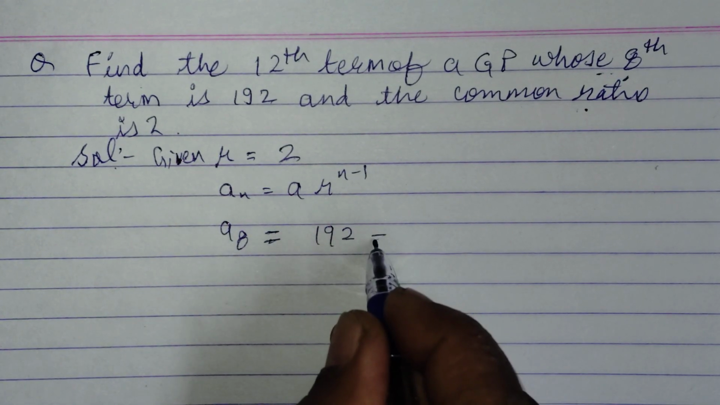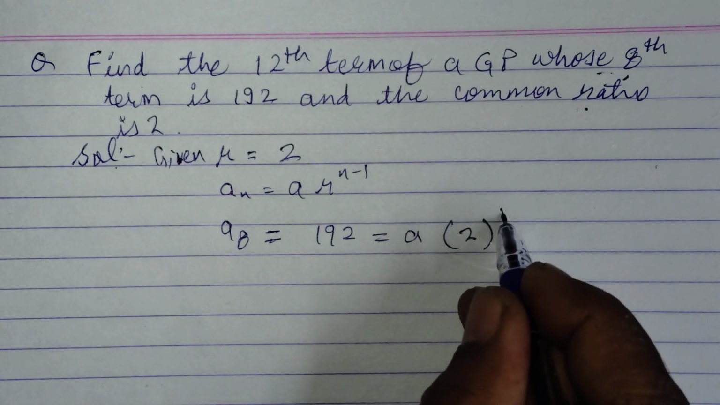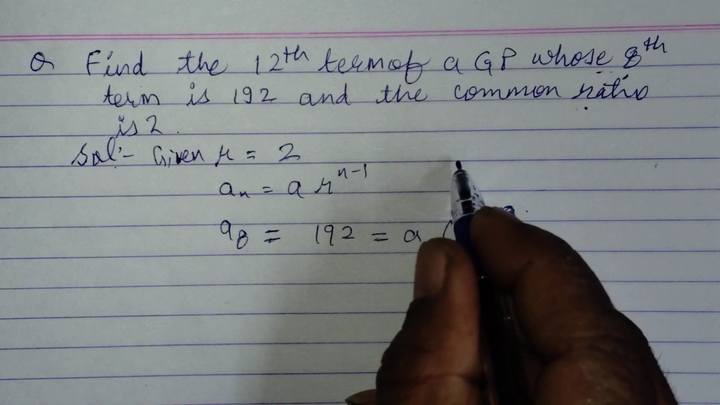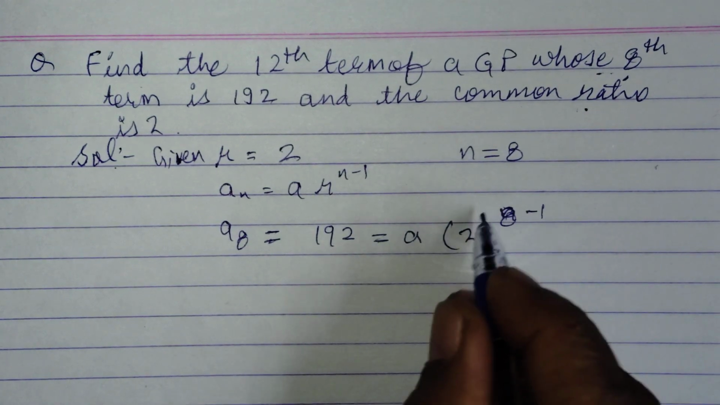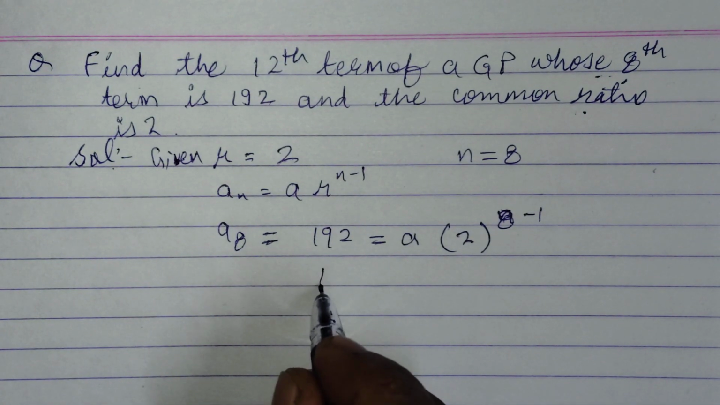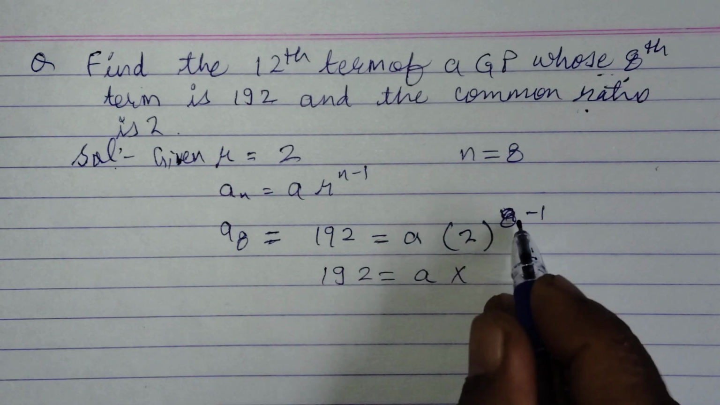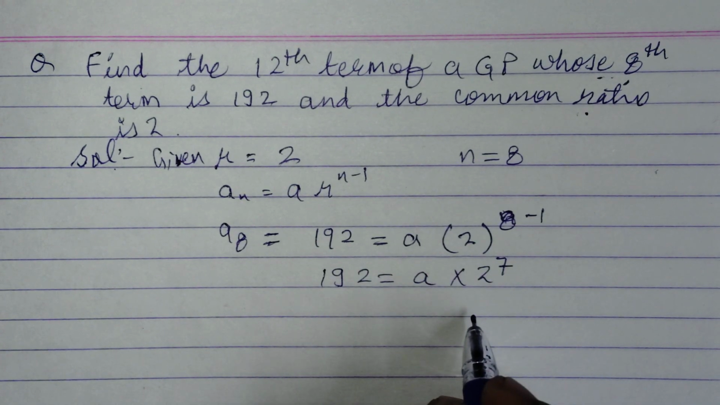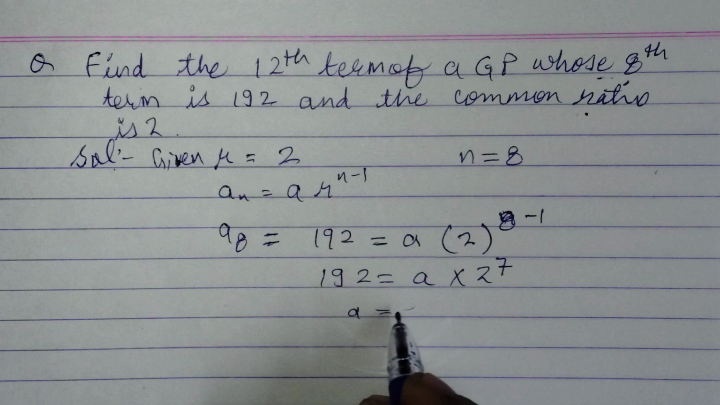So a8 is given as 192, equal to a times r, which is 2, power n minus 1. The 8th term is given, so n is 8, and we write 8 minus 1. So 192 equals a times 2 power 7, since 8 minus 1 is 7. 2 power 7 is 128. So a is 192 upon 128.